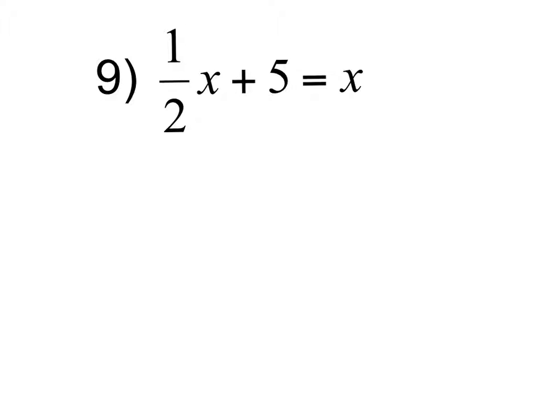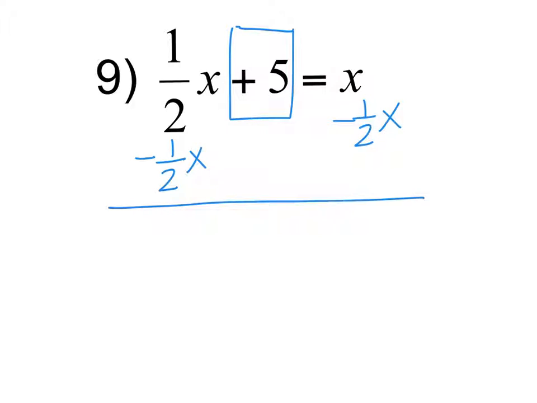All right, number 9. 1/2 x plus 5 equals x. Okay, we have to put the x's together on the same side. Let's leave the plus 5 alone. We'll get rid of 1/2 x by doing minus 1/2 x on both sides. On the left, they'll cancel, leaving us with 5 equals. On the right, 1 whole x minus 1/2 x, well, it's just 1/2 x.